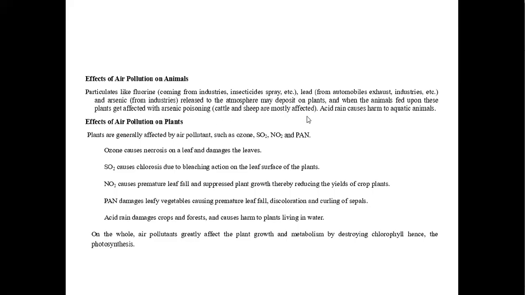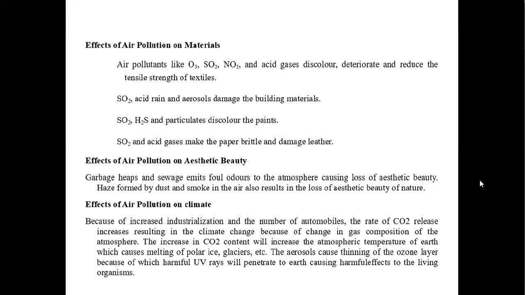Acid rain is also caused by air pollution. Ozone causes necrosis on leaves, SO2 causes chlorosis due to its bleaching action, and NO2 causes premature leaf fall. Similarly, acid rain damages crops and forests. On the whole, air pollutants greatly affect plant growth and metabolism by destroying chlorophyll, and hence photosynthesis.